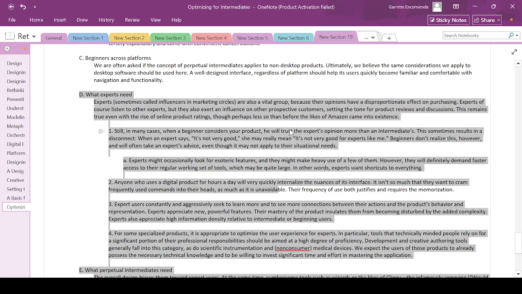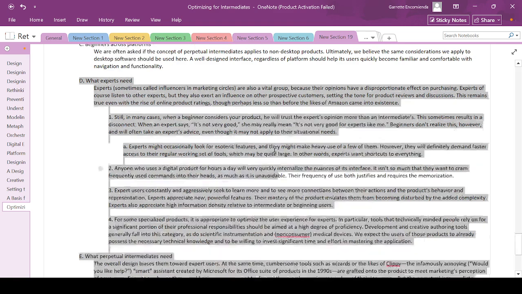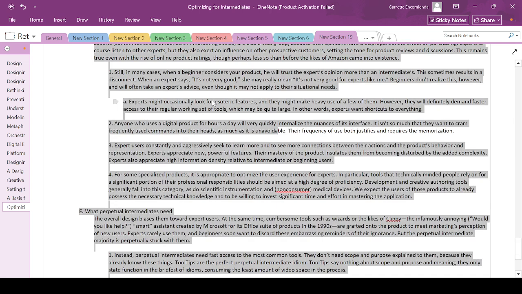Experts, sometimes called influencers in marketing circles, are also a vital group because their opinions have a disproportionate effect on purchasing. Experts, of course, listen to other experts, but they also exert influence on other prospective customers, setting the tone for product reviews and discussions. This remains true even with the rise of online product ratings, though perhaps less so than before the likes of Amazon came into existence. Still, in many cases when a beginner considers your product, he will trust the expert's opinion more than an intermediate's.